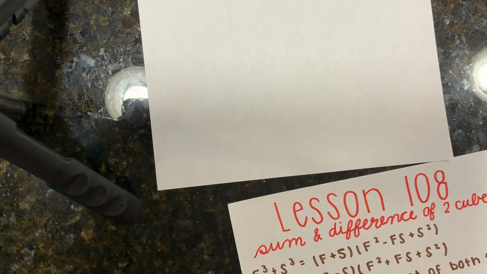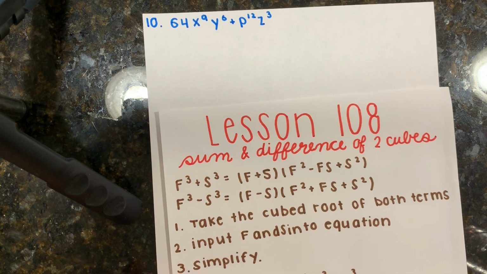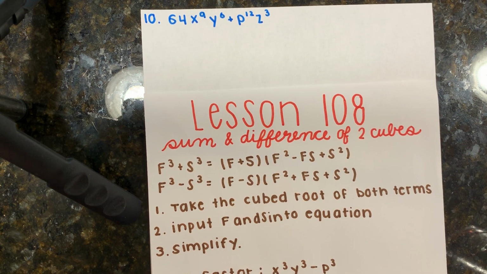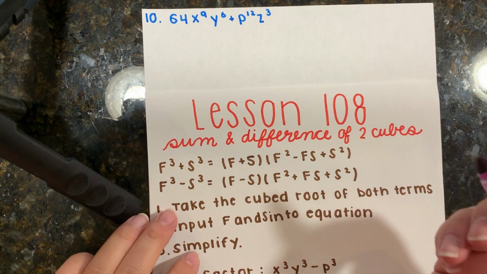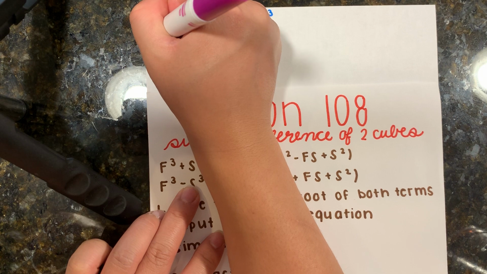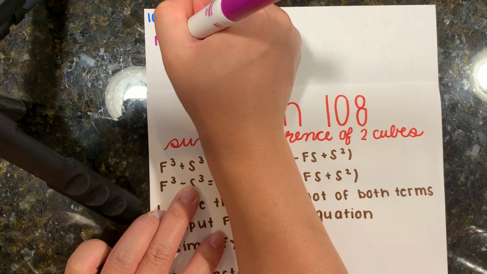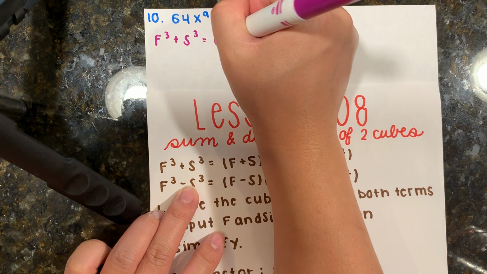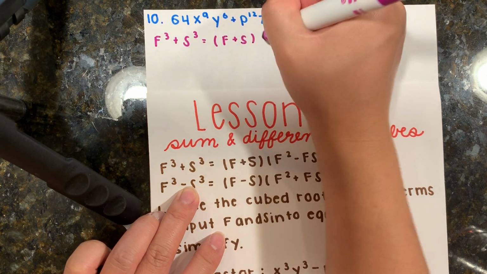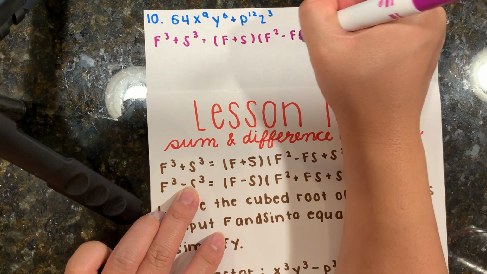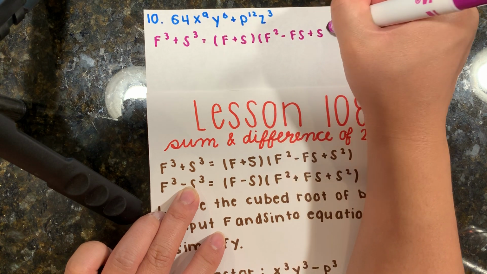And then lastly, we're going to look at number 10, which is a similar problem to this last one. So what you need to do is take those notes back out. And then I'm going to write down the equation that we're going to use, which is the top one because of the plus sign. And that's going to be f cubed plus s cubed equals (f plus s)(f squared minus f times s plus s squared).